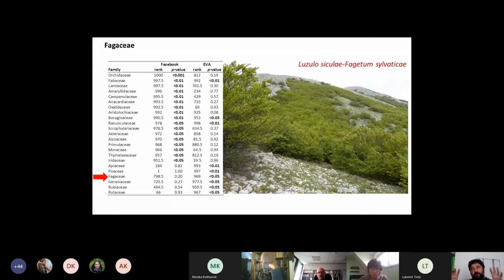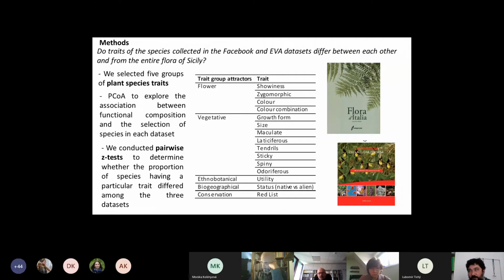So we saw that, looking at family and genus, there are very different ones recorded by Facebook users and by professional botanists of Eva. But these differences also appear if we look at the traits. Usually plant species traits are used by ecologists to understand ecosystem functioning. But in this study, we used plant traits to understand the preferences of users in choosing the subject to photograph. And we chose five types of trait groups, trait attractors.